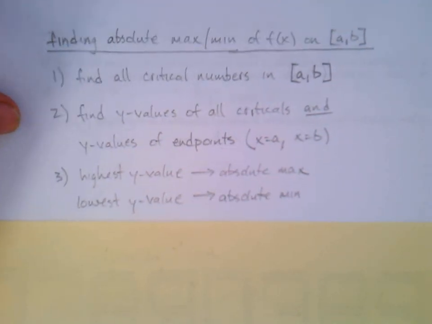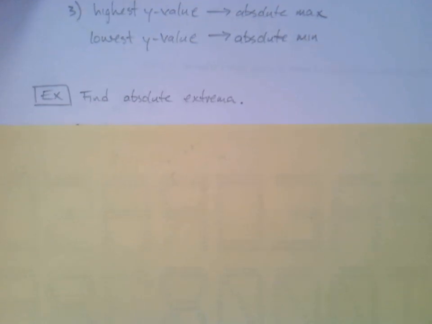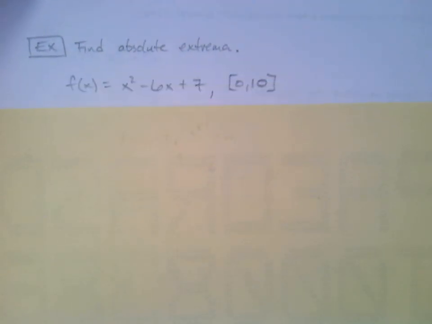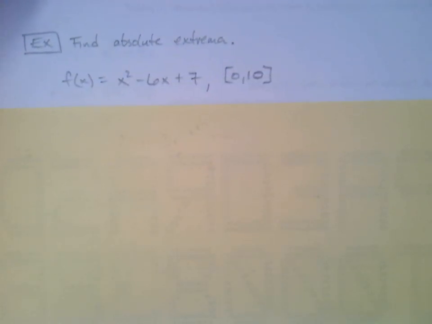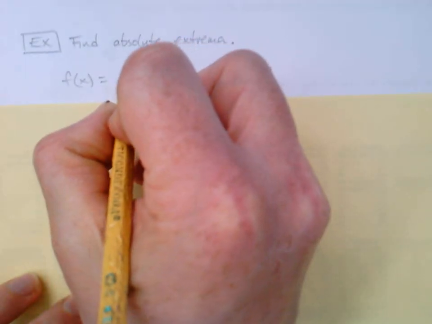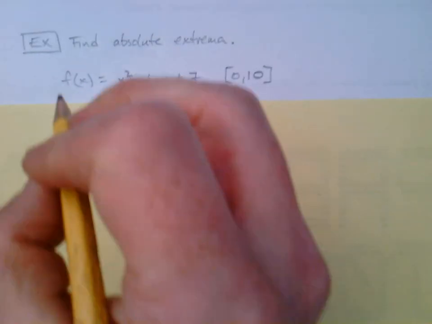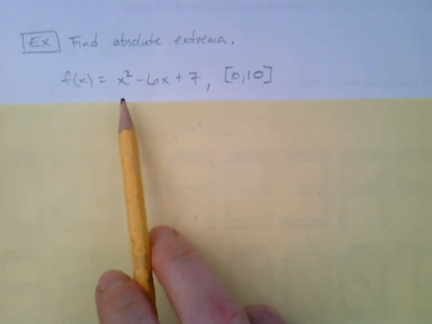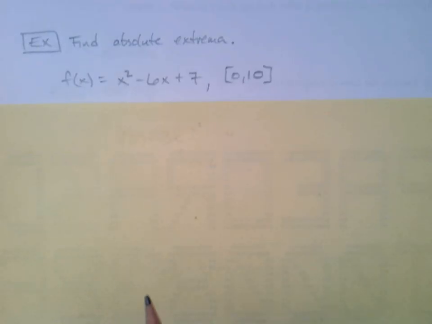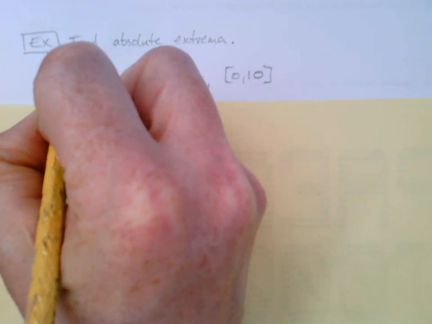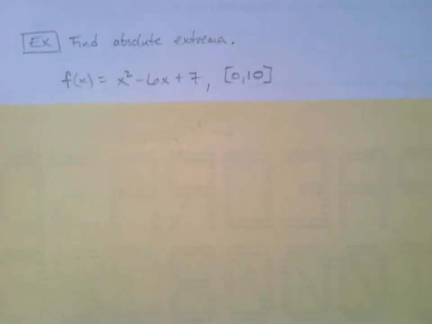Okay, let's get to it. Find the absolute extrema. Just one example here before we talk about another idea. The absolute extrema. Okay, so we've got f of x equals x squared minus 6x plus 7, and we're going to restrict the domain to be 0 to 10.